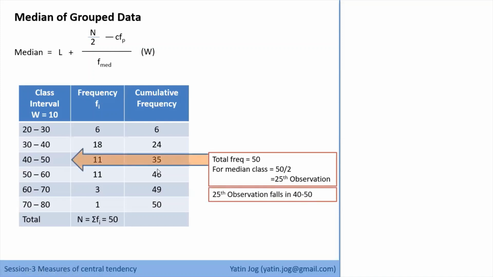If this is my median class, then what is the frequency of the median class? It is 11, simple. What is the cumulative frequency preceding the median class? It is 24. Width is 10, and the lower limit of the median class is 40. So if I put all these values, what I get is 40.909, which is my median value of this grouped data. So this is how you can calculate median of grouped data.